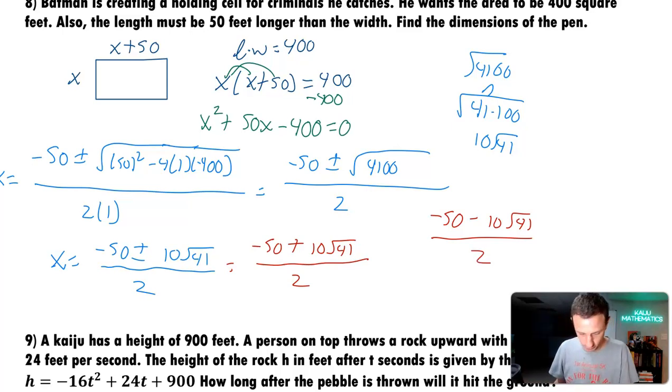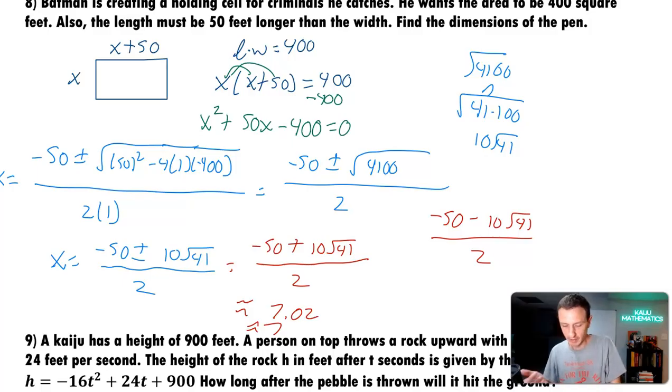And if you don't know, just go to your calculator, do negative 50 plus 10 square root 41, because we're talking about actual distance here. So we do want some sort of approximation. If you do that, negative 50 plus 10 root 41, you get 14.03, divide by 2. So the rough approximation would be 7.02 or just 7.